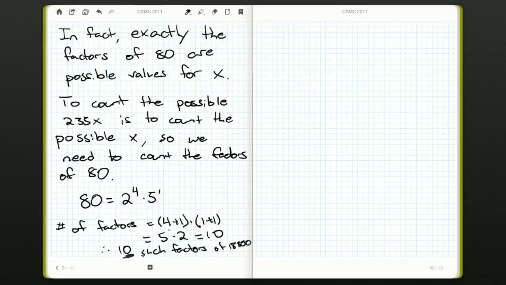And, yeah, the simple formula works out to 10. 10 is exactly what we want. We've already explained why. We just need to count the factors of 80. That gives us the possible x values, which gives us the possible 235x's. So, 10's our final answer.